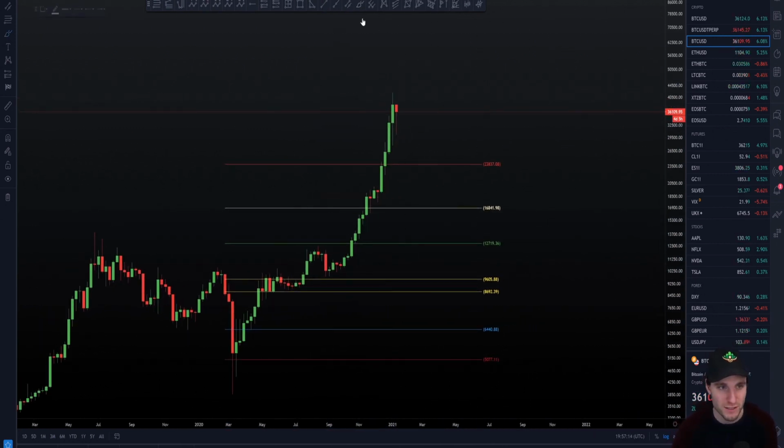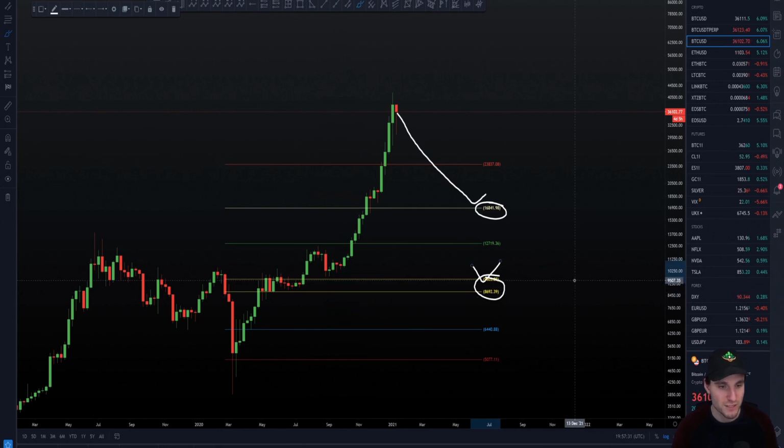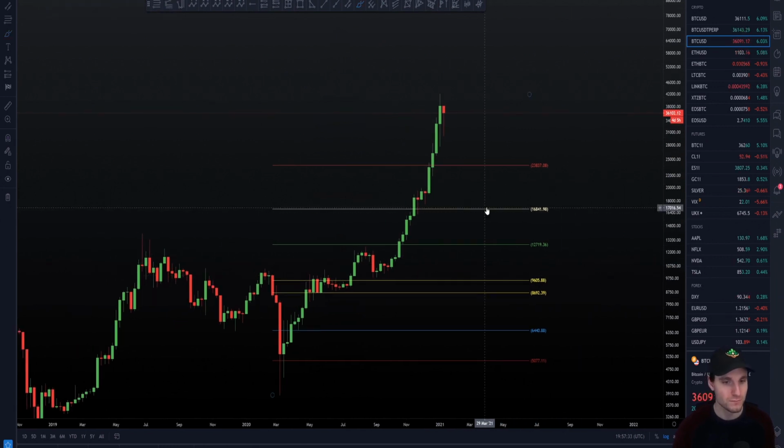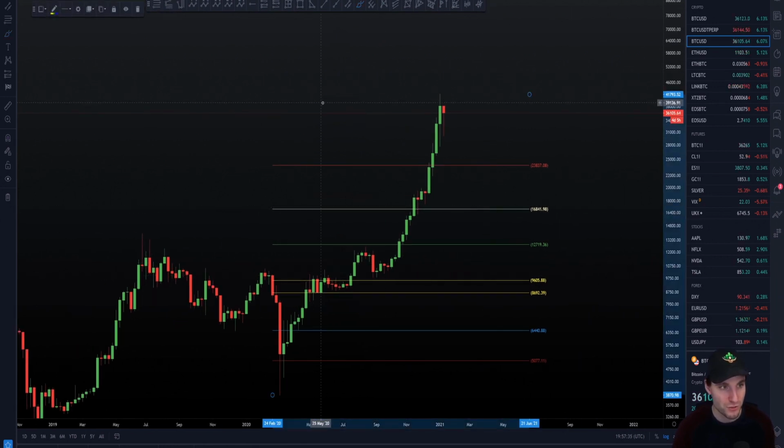Let's say we were expecting a retracement. We could be marking out some key levels such as $16,000. We'd be marking out levels such as $9,000 as potential retracements if we really thought this was going to pull back hard, which again, we're definitely not saying that's going to happen. But if we did, we could be looking at these as our potential reversal areas based off of the log scale chart. Okay, so that's how you use the retracements.